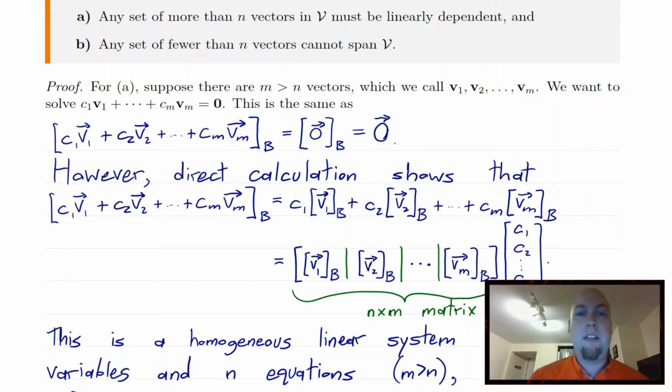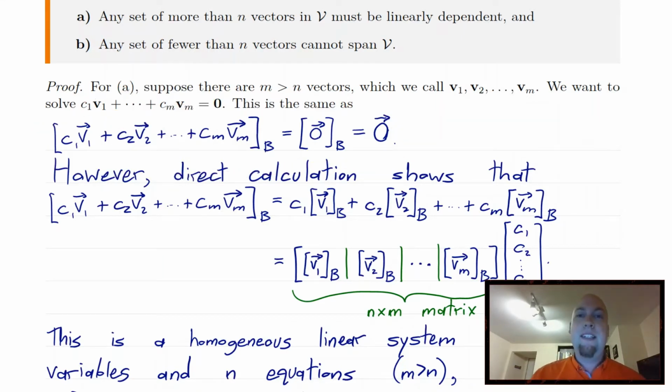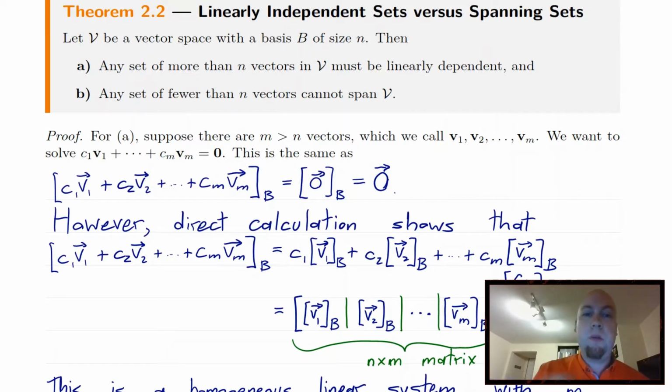That's how you show linear dependence. All right, well, what we can do is take coordinate vectors on both sides of this equation, coordinate vectors with respect to the basis b that we've got at our disposal here. If we take the coordinate vector of the vector on the left-hand side with respect to b, that had better equal the coordinate vector of the vector on the right-hand side with respect to b.